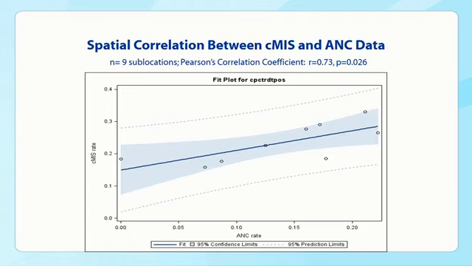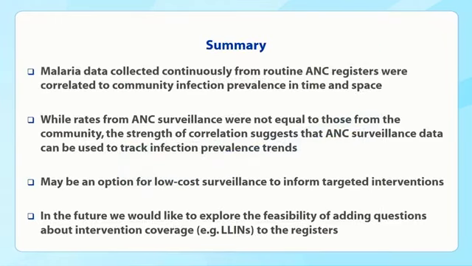And in summary, we concluded that the malaria data collected continuously from routine ANC registers were correlated to community infection prevalence in time and in space. And these are at a more granular level, both of time and space, than what is seen in the MISs and other surveys. And while these rates from ANC surveillance were not equal to those from the community infection prevalence surveys, the strength of the correlation suggested that we would be able to track infection prevalence trends, and you could pick up seasonal trends. And in fact, there was an LLIN campaign that we were able to monitor the changes from in the system. So this may be a low-cost option for surveillance to inform targeted interventions moving forward.